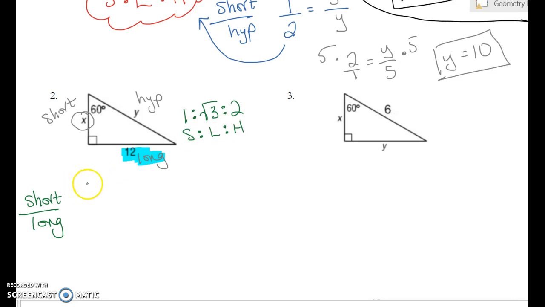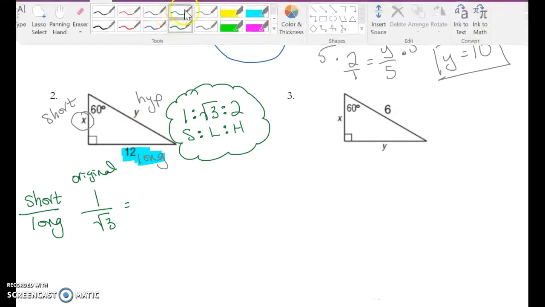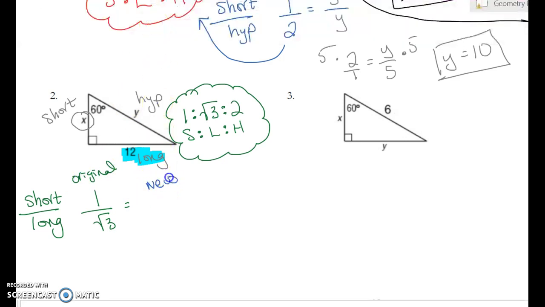And so, again, you start with your original. And these are my original. And so my original short leg was 1. My original long leg was square root of 3. And now we should have gone to our new. My new short leg was x. And my new long leg was 12. So now I solve. To get rid of a divide by 12, I multiply by 12. And so I get x is equal to 12 divided by square root of 3.